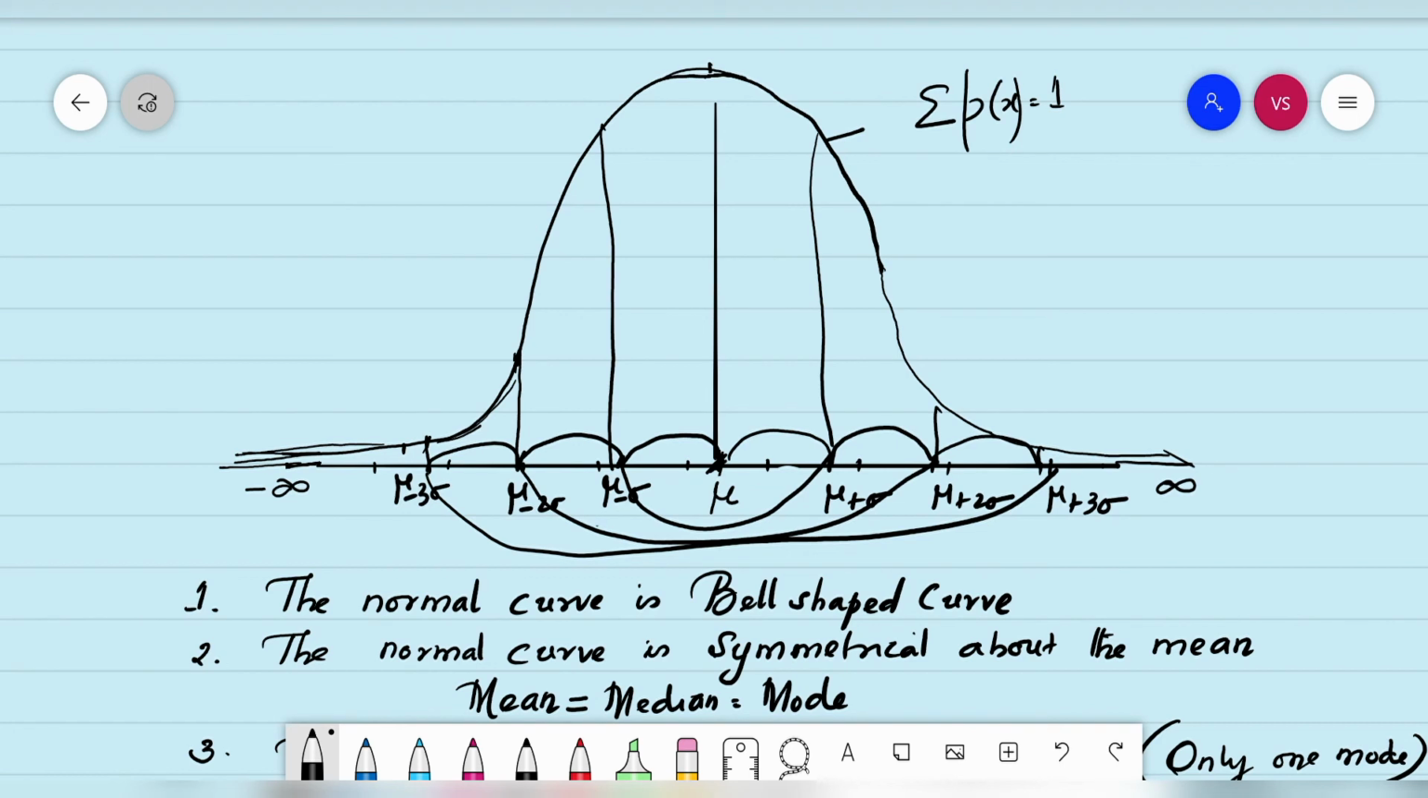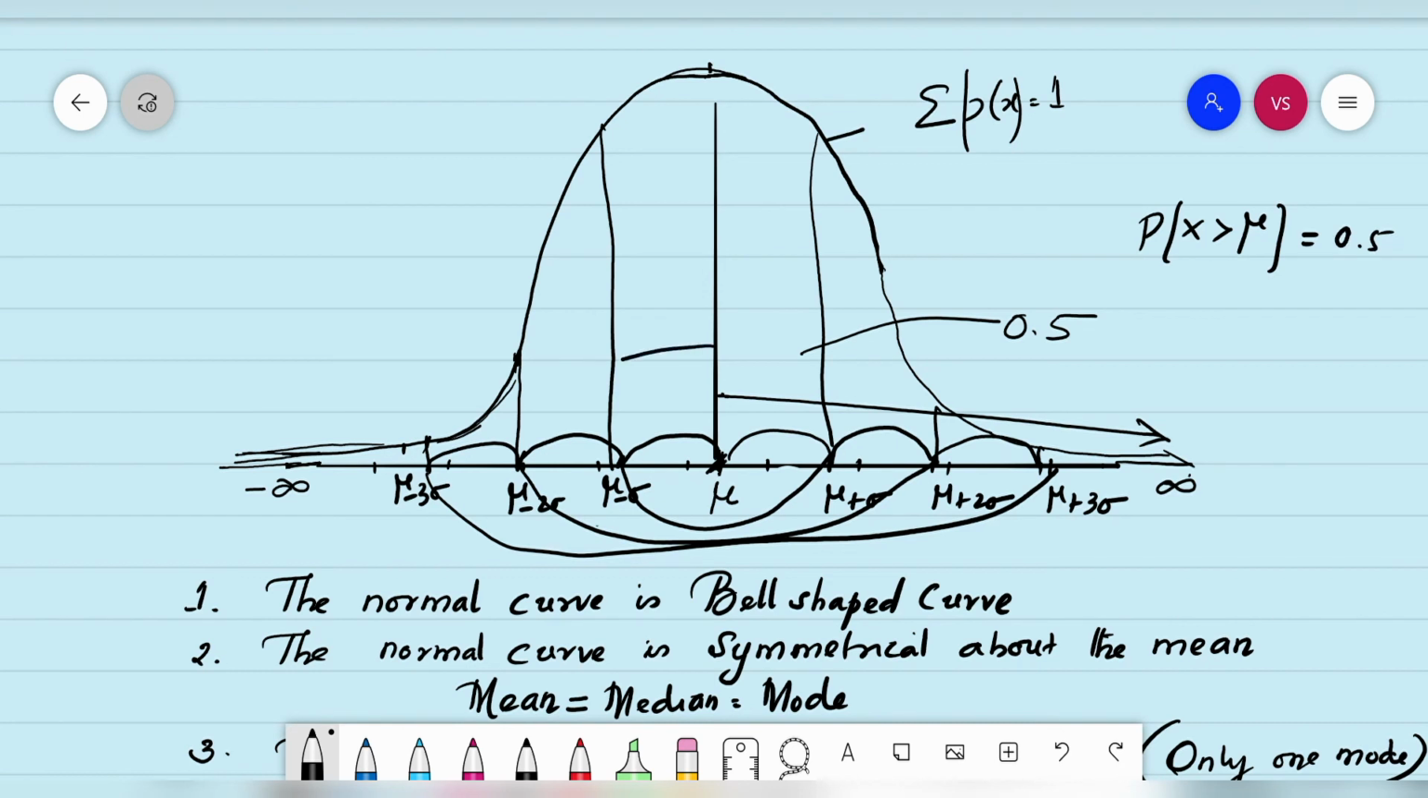Now from mu towards the positive side, from the mean, from this center point towards infinity, what would be the area, what would be the probability of this? It will definitely be 0.5, students. The area of x greater than mu is always 0.5. And if we speak about this side, from mu towards minus infinity, all the values of x lesser than mu is also 0.5. You understand this? This is very important for us to understand.